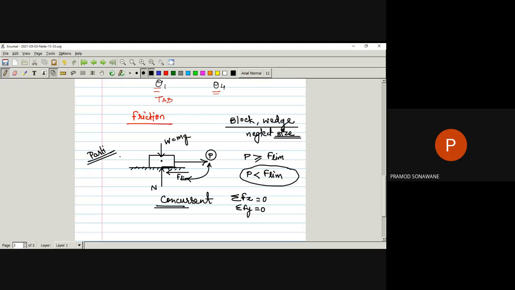Trusses are weightless. Yes, all the members of trusses were considered as weightless.